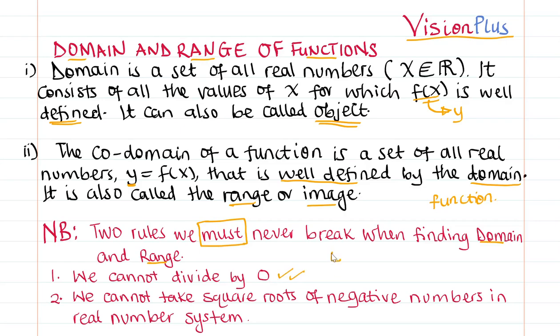For instance, we are not supposed to get maybe a number 4 divided by 0. This one, we don't want it in the real number system.